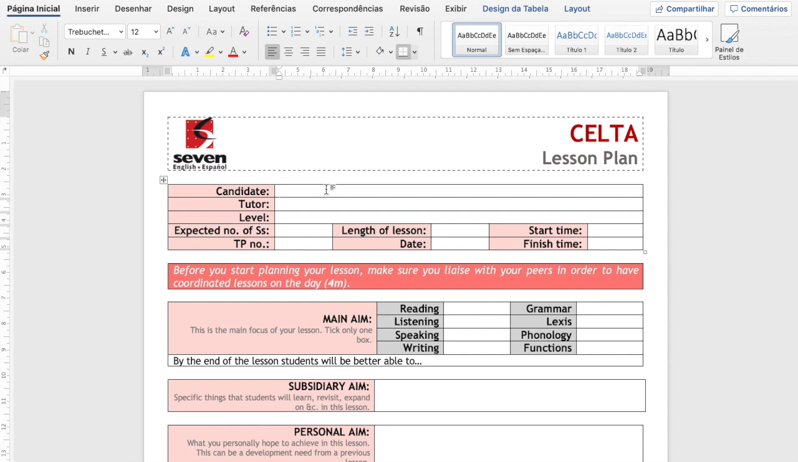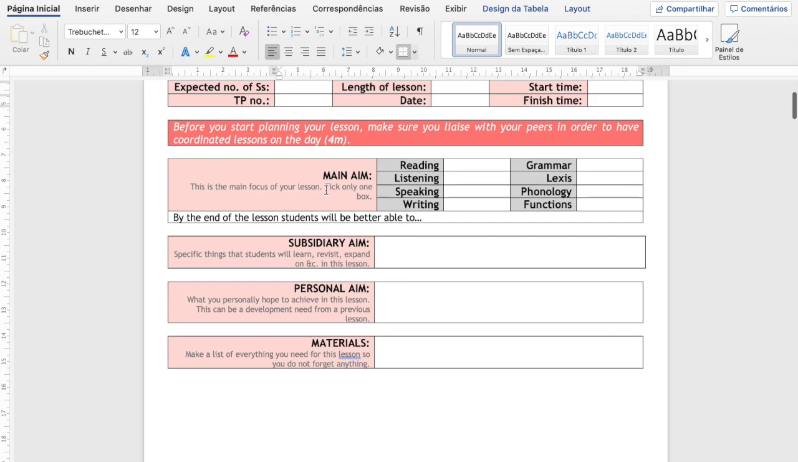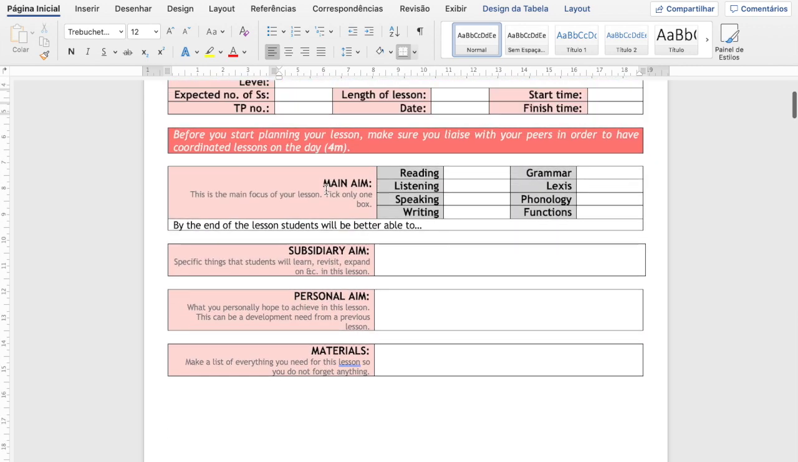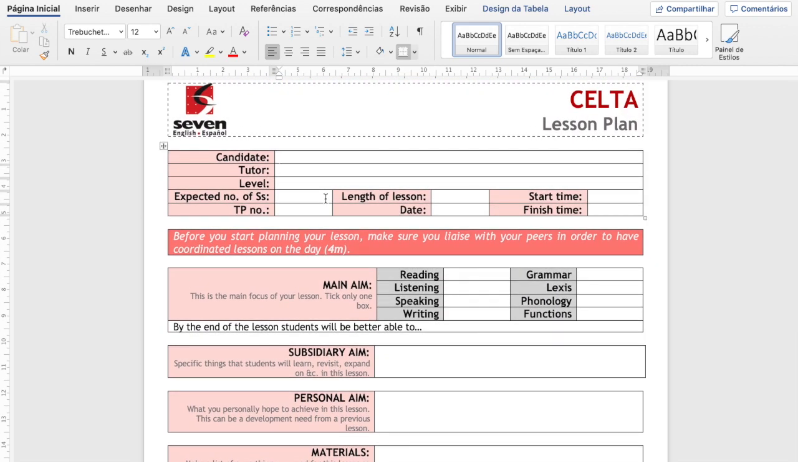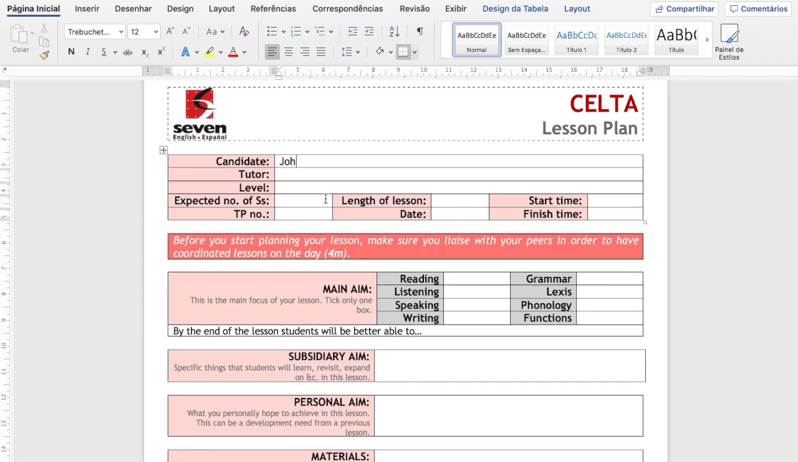You will be using on the CELTA course. On the first page, you will have some important information about the lesson you are to teach. This is how you have to fill it out. First of all, you have to write your name, for instance, John Smith.